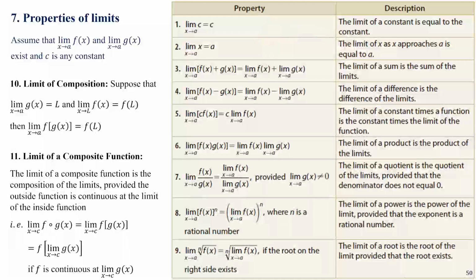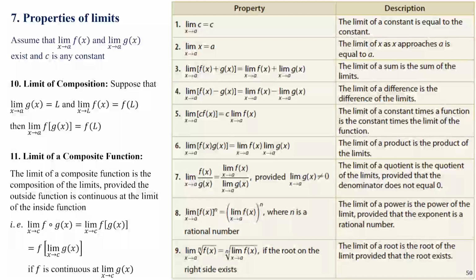Secondly, the limit of x as x approaches a is equal to a. Because this is a linear function, we know this function is continuous anywhere in its domain. So the limit of this function when x approaches a specific point should equal the image of that function at that point.